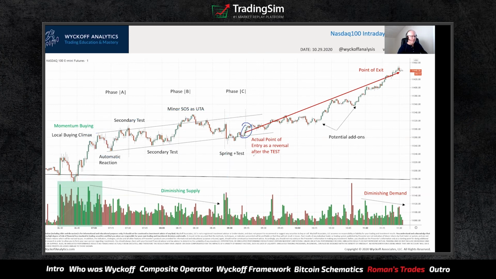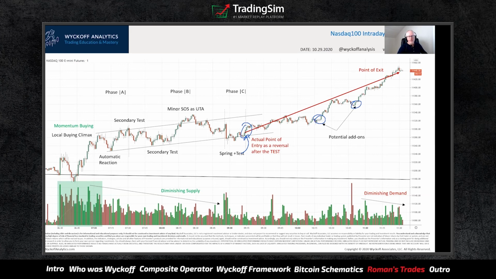And I remember this, I was in meetings, but I was trading and just kind of getting into this trade. Did not do any add-ons, but this was a possibility on the way up. I was just too busy to be in this trade completely.